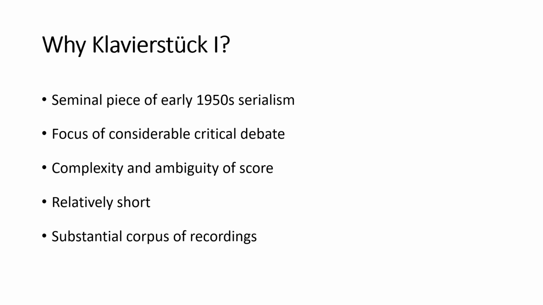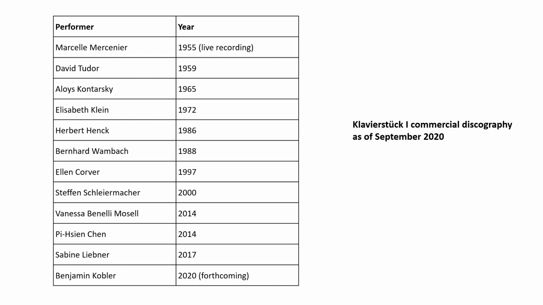Finally, and perhaps most importantly, unlike the majority of early serial works, Klavierstück 1 now has a substantial corpus of recordings, dating back to the mid-1950s, with new recordings still being released. Here is a chronological discography of currently available recordings. As you can see, recordings of Klavierstück 1 have been released regularly over the course of the last 60 years, providing an excellent performance history of the piece.